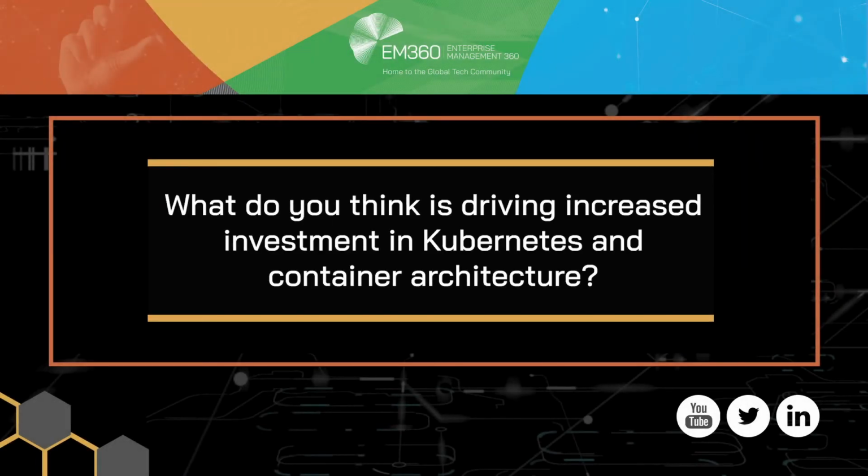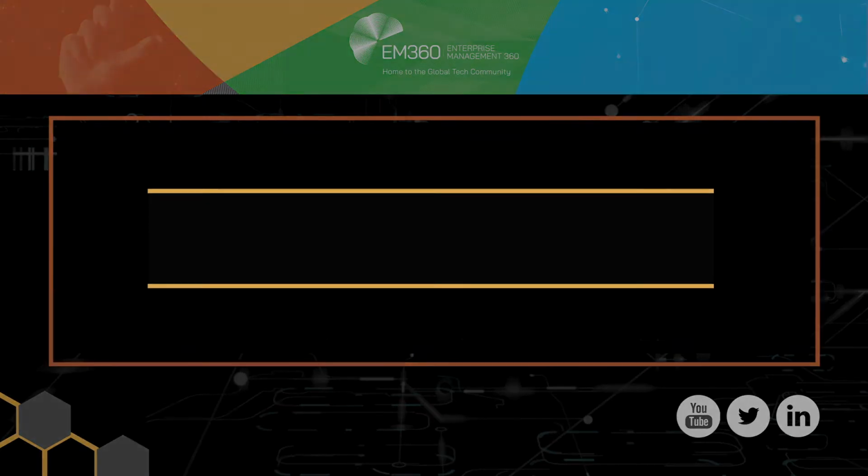Of course, and in today's episode, we're going to be discussing the case for artificial intelligence for Kubernetes observability. So to start off the show, Kubernetes really is growing in popularity. I feel like I'm having a lot more conversations now than I did, say, a year ago. So what do you think is driving that increased investment in Kubernetes and container architecture?